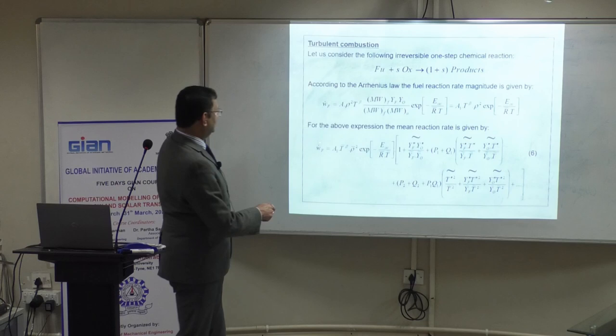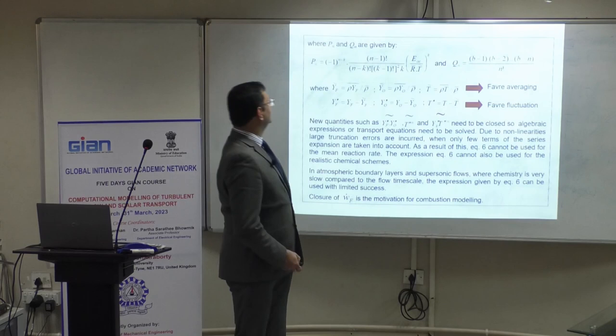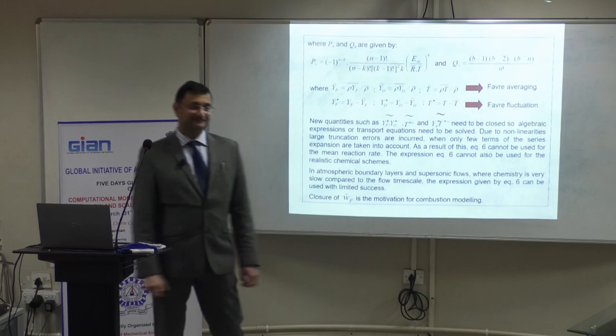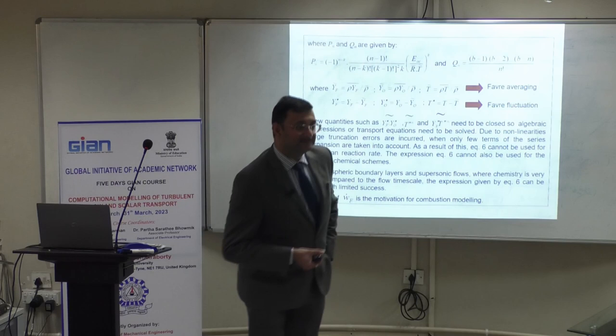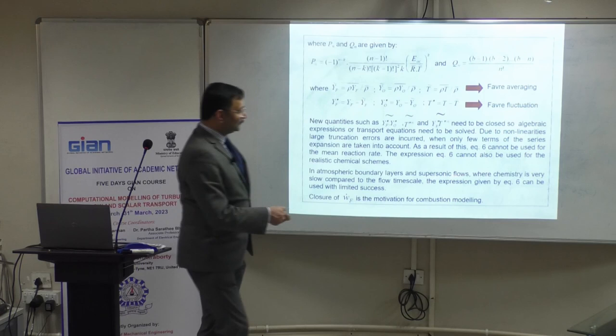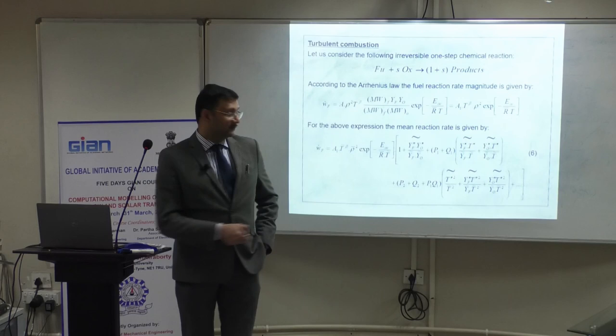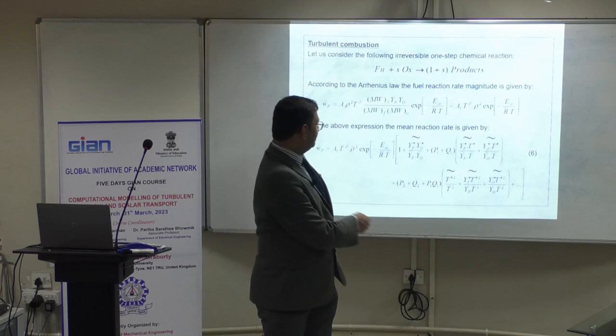Here, there will be a bar sign. I don't know why it's not coming. If it is not there, please put it, because this is essentially the mean reaction, and P and Q are given like this. So, it actually gives rise to a huge number of unclosed terms due to the nonlinear temperature dependence and the mass fraction dependences on reaction rate. As I said, for atmospheric boundary layer or supersonic flows, this equation perhaps can work by dropping some of these terms, but in general, you cannot really use that equation for the purpose of closure of this. Clear?